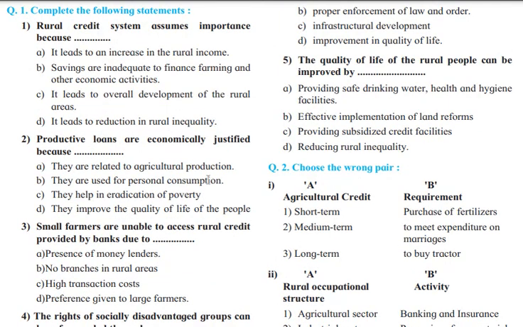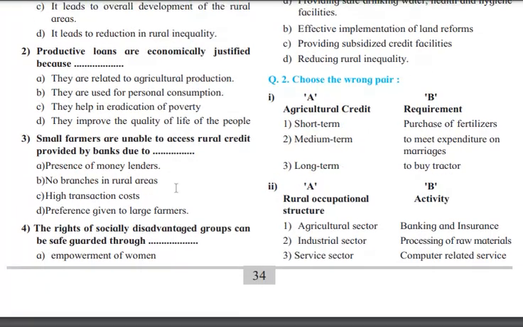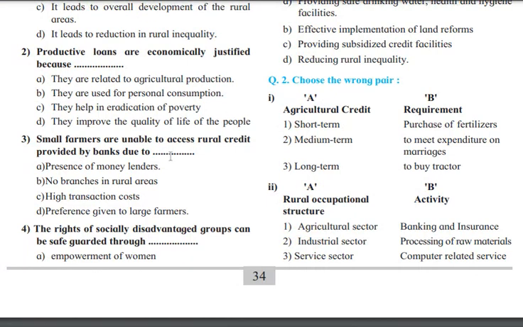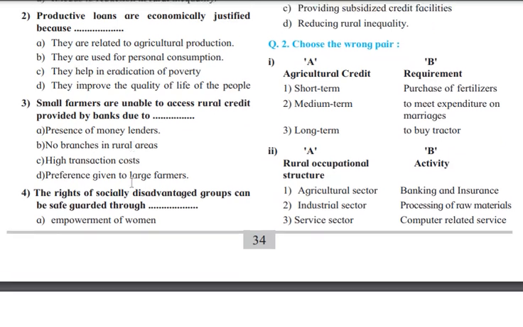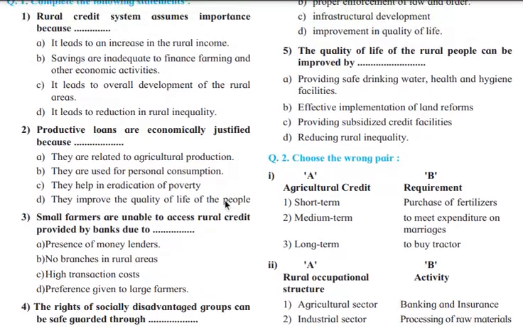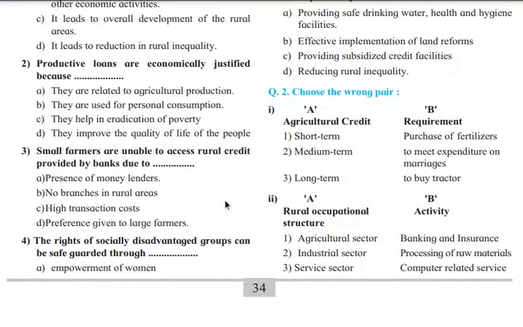Productive loans are economically justified because, okay, productive loans are those which are for agriculture production. Small farmers are unable to access the rural credit provided by banks. Okay, small farmers are not able to access the rural credit provided by banks because of the presence of money lenders. Okay, so like this you can do it, no need to worry about it.